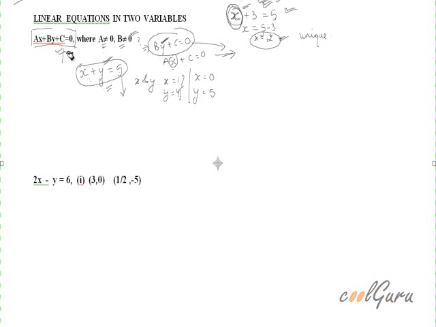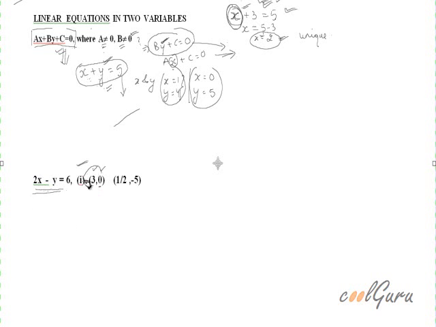Now why do we call this equation linear equation? Because if we plot all these points on the graph, we always get a straight line. That's why this equation is linear equation in two variables, because there are two variables x and y. Now suppose we want to check whether the given combination of x and y is solution of given equation or not. So what we do, we simply substitute the given value of x and y in the given equation. For example, consider this equation 2x minus y is equal to 6.